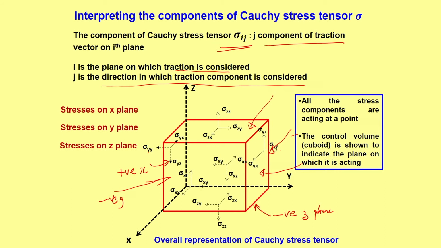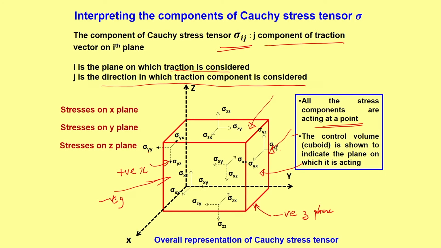So, all these stress components are acting at a point. Now, we need to keep in mind, since I have shown a control volume in the figure, that is only for understanding how the stresses are oriented, otherwise it does not serve any purpose. We need to still understand that whatever stress components are there in Cauchy's stress tensor, it is acting at a point, and the control volume, the cuboid, is shown only to indicate the plane on which it is acting. So, that notion we should not forget. It is a stress acting at a point.